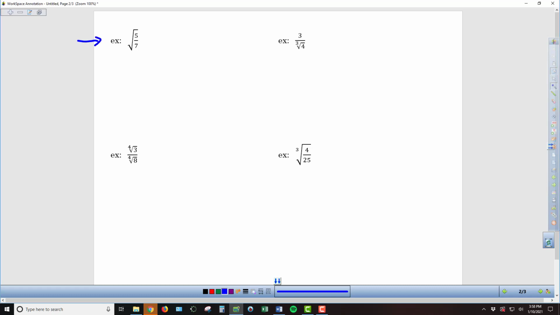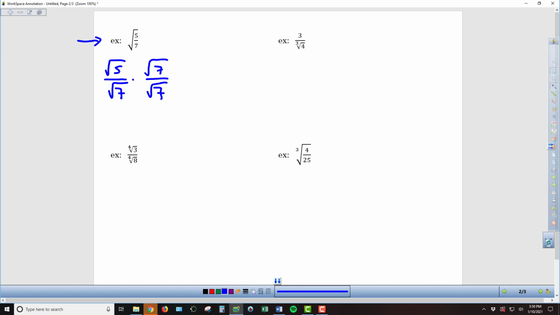5/7 can't be reduced. 7 isn't a perfect square, so I'm going to need some mechanism of getting that 7 out from underneath the radical symbol in order for this to be simplified. And so the way we're going to do that is we're going to rewrite this as root 5 over root 7, and then my rationalization technique, meaning making the denominator not have a square root in it, is going to be to multiply the top and bottom by root 7.